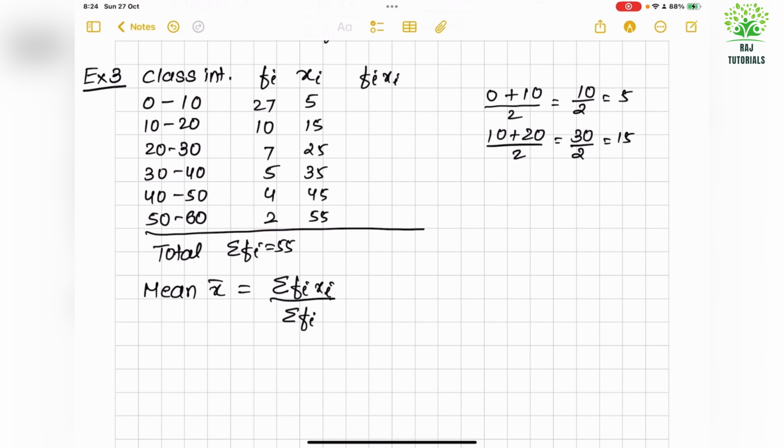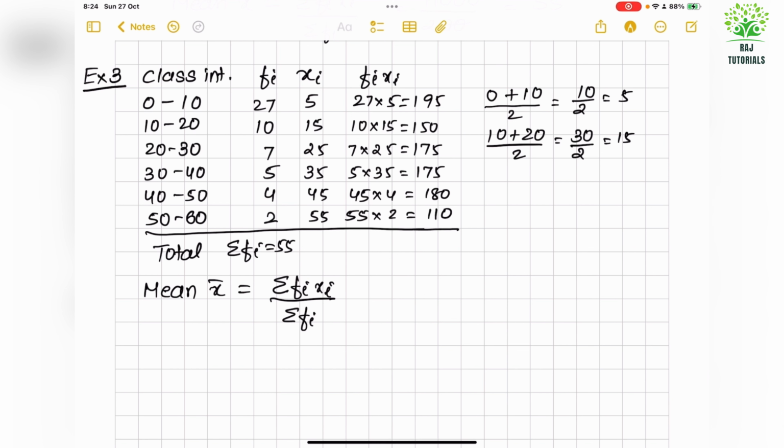Now fi xi, if I do, fi is 27 into 5, so 135. Then 10 into 15, so I will get 150. 7 into 25, so I get 175. 5 into 35, so 175. 45 into 4, that will be 180, and 55 twos will be 110. So this sum, that is sigma fi xi, summation will be coming as 925.